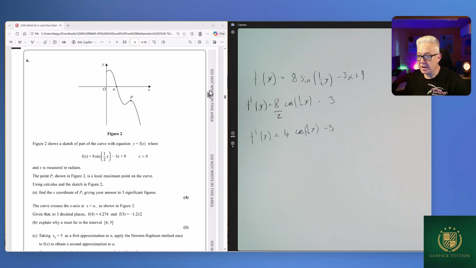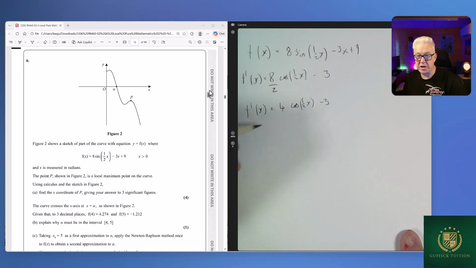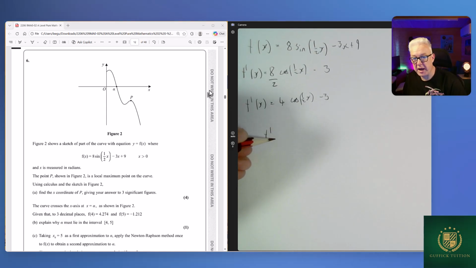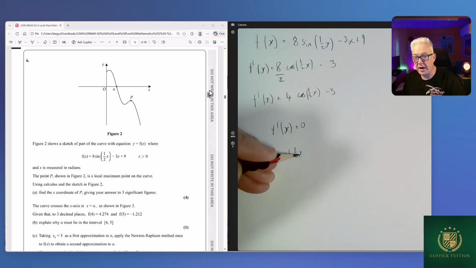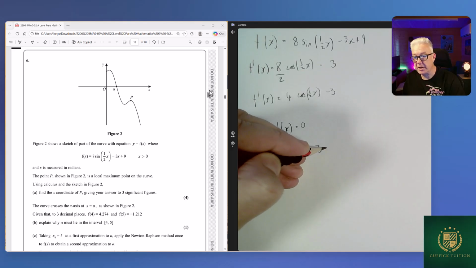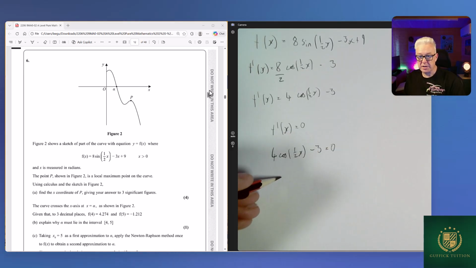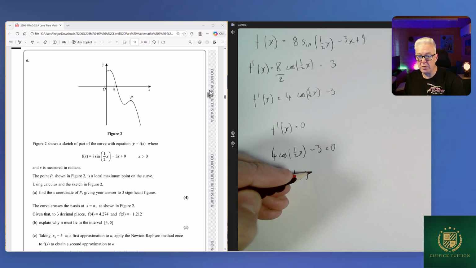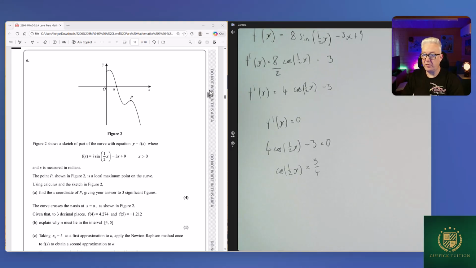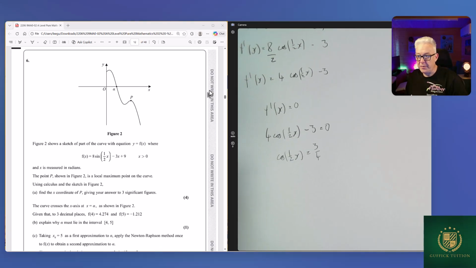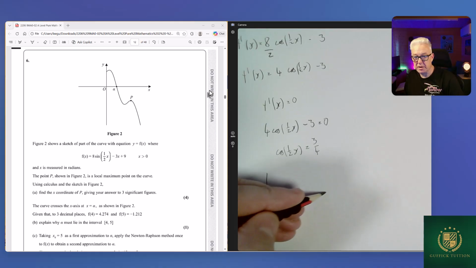Now, this is going to equal 0 for a stationary point. So a stationary point, f dashed of x is equal to 0. So therefore 4 cos(1/2 x) minus 3 is going to equal 0. So we're going to add 3 to both sides and divide by 4. It's going to give us that 3/4 is equal to cos(1/2 x). Okay, perfect. So let's have a little look at our cosine graph.